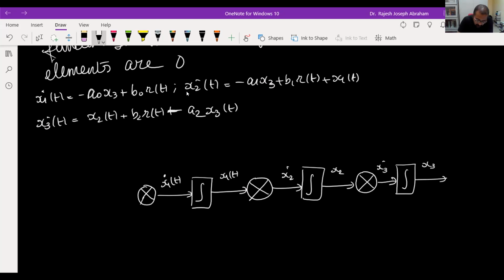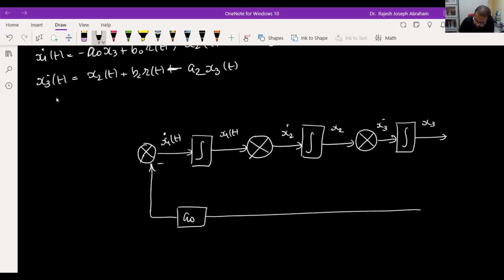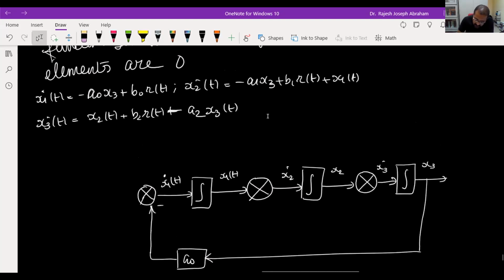Okay. Now, what is x1 dot? Minus a naught x3. So there should be a term with negative sign. So this should be a naught, from where? From x3. So this is x3. Right? So minus a naught x3. Then what is x2 dot?